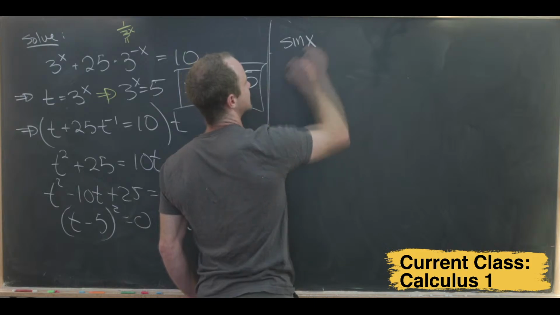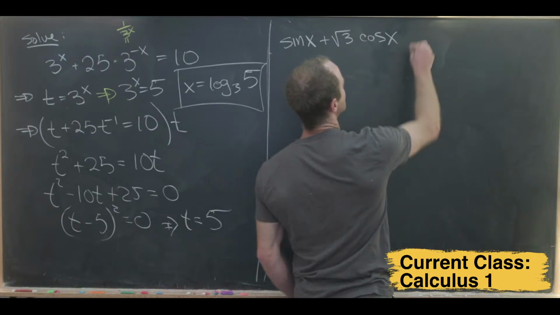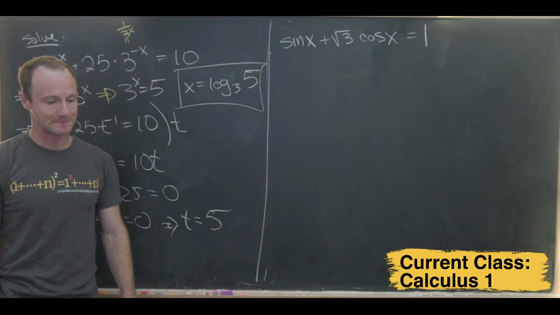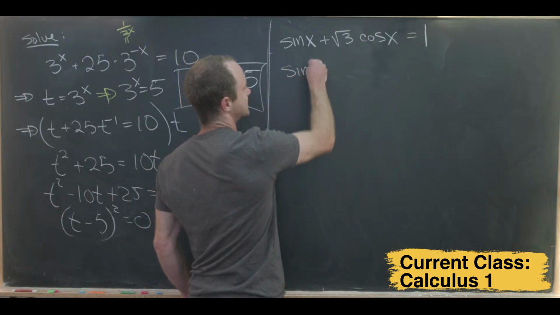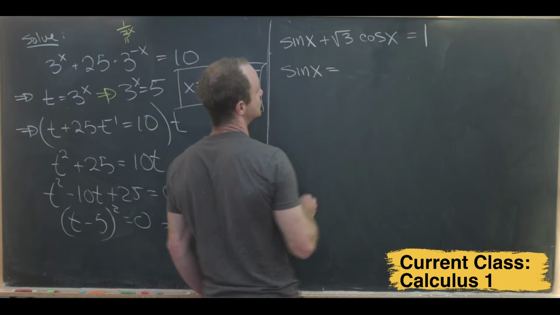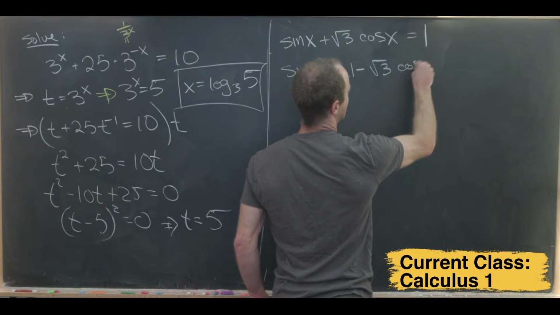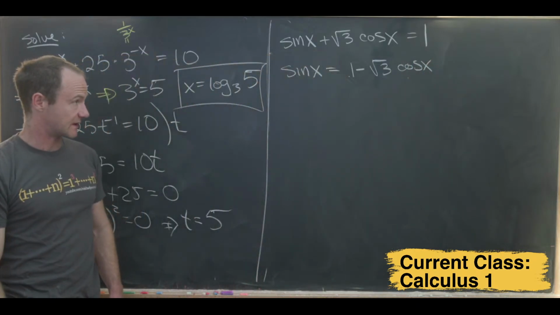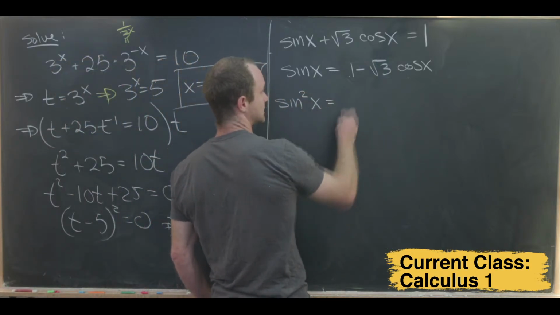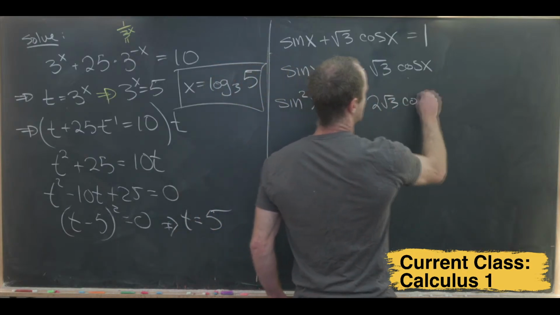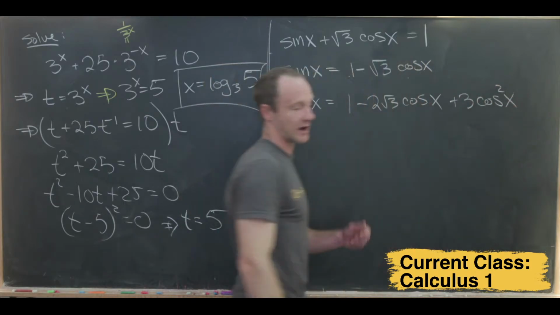Let's solve sine of x plus the square root of 3 times cos x equals 1. Maybe the first thing I'd like to do here is solve for sine of x. So sine of x is equal to 1 minus the square root of 3 times cosine of x. Now we can square both sides. That'll give us sine squared x equals 1 plus 2 root 3 cosine x. That should be a minus. And then plus 3 times cosine squared of x.